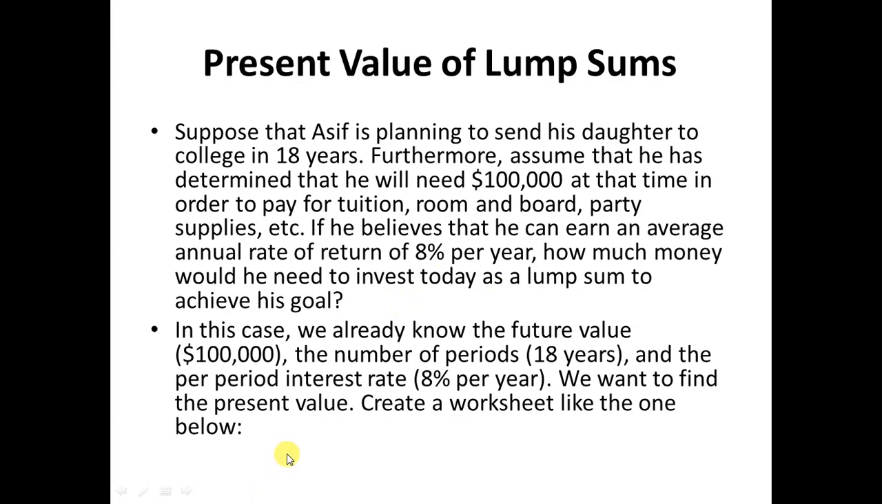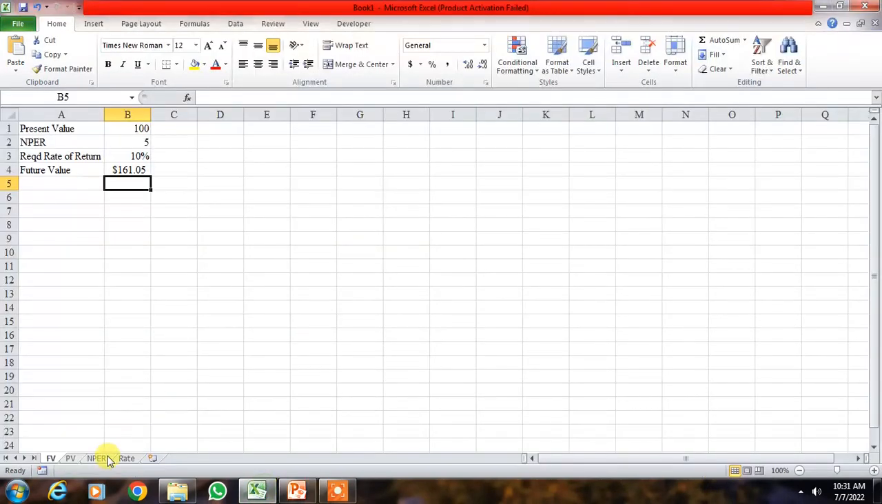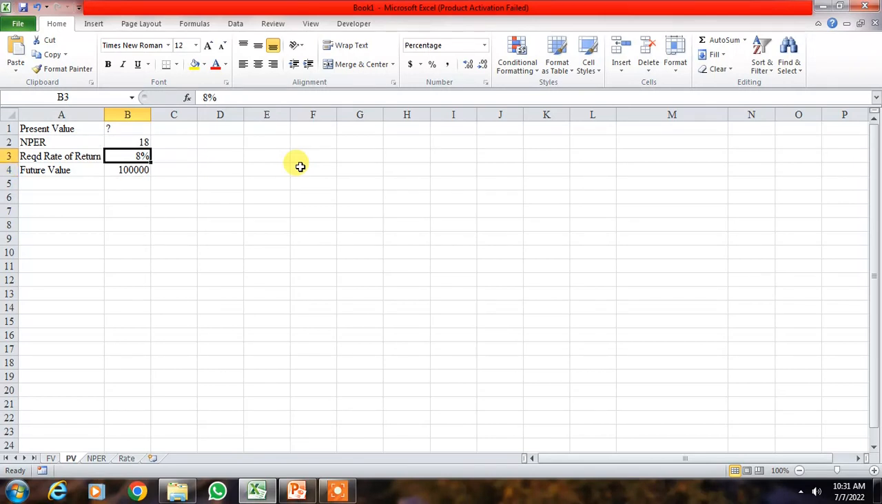Meaning in the future he needs 100,000, while today the required rate of return or the earning opportunity is 8%. He needs this amount for 18 years. So the question is, how much should he invest today? So for this purpose we are going to find out the present value of this 100,000 at the rate of 8% for 18 years.